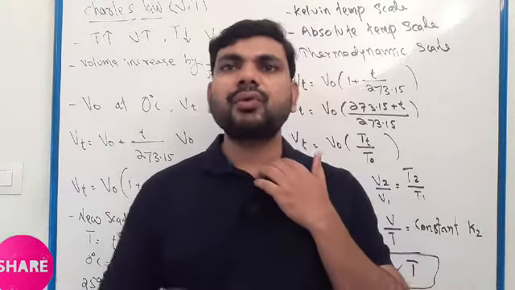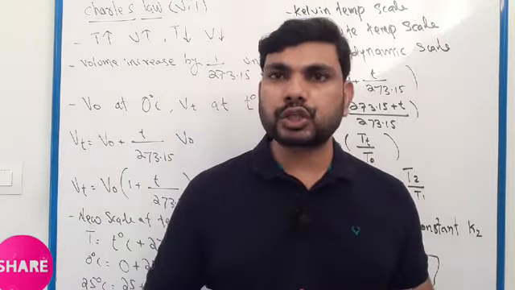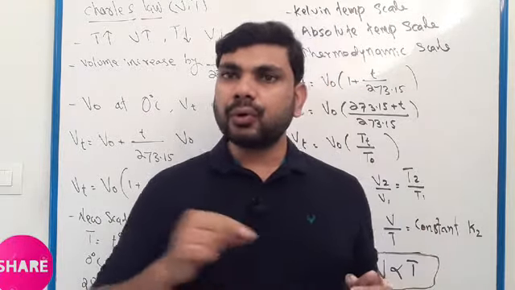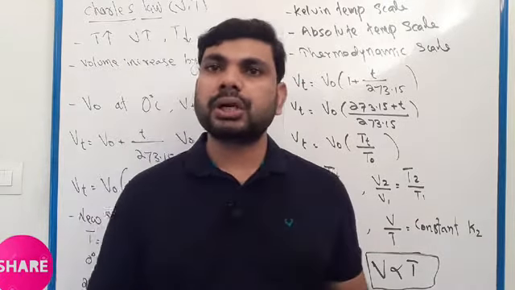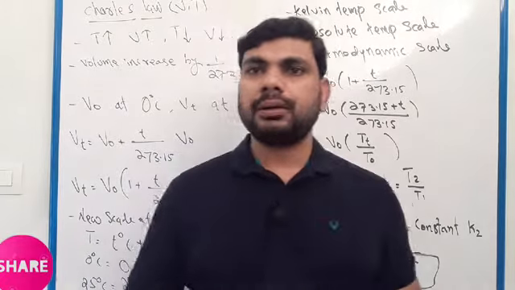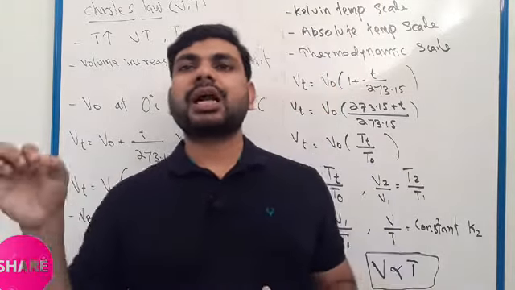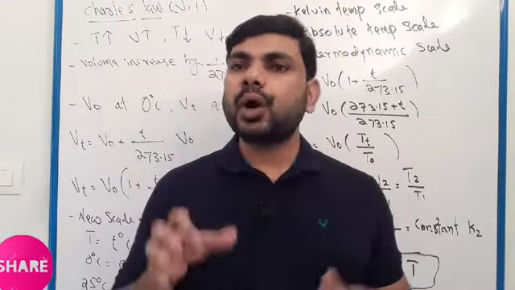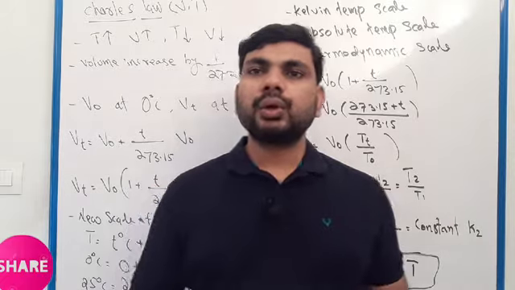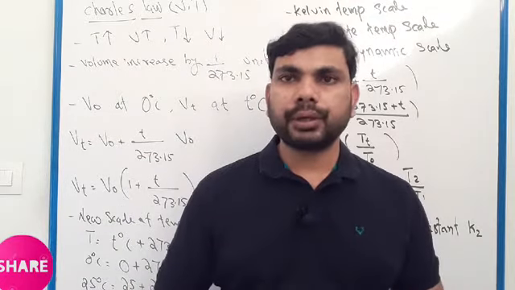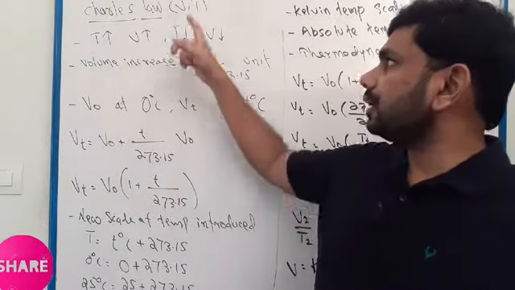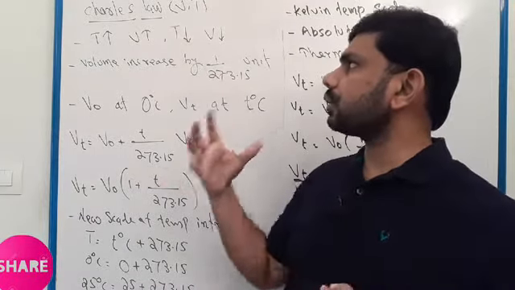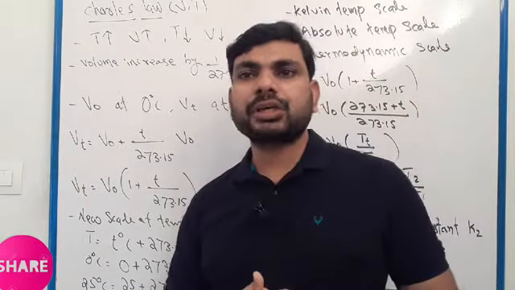According to Charles law, volume is directly proportional to temperature. The volume of a fixed amount of gas is directly proportional to temperature at constant pressure. The previous one was constant temperature, isotherm. Now constant pressure, isobar. So isobar is related to Charles law. Charles law is the volume-temperature relation.